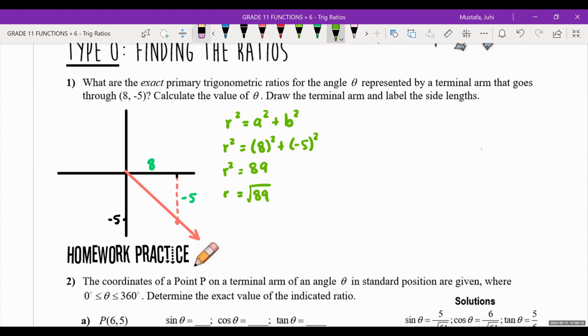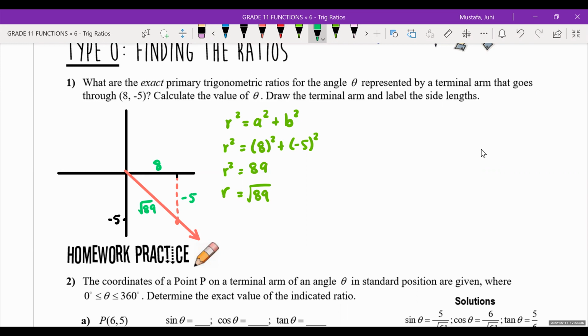I don't think you can. I don't think it's going to reduce to anything useful. So we'll just keep it as r is equal to root 89. So I'm going to go back to my diagram and I'm going to write in root 89 over there. Okay, we're kind of getting to the answer.